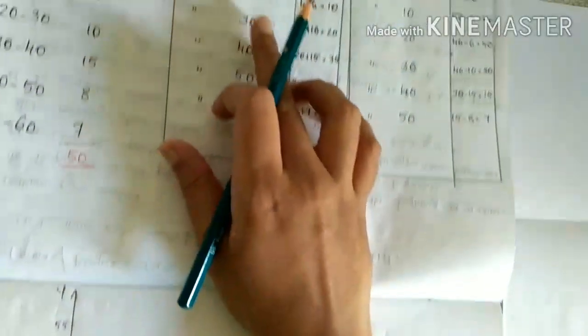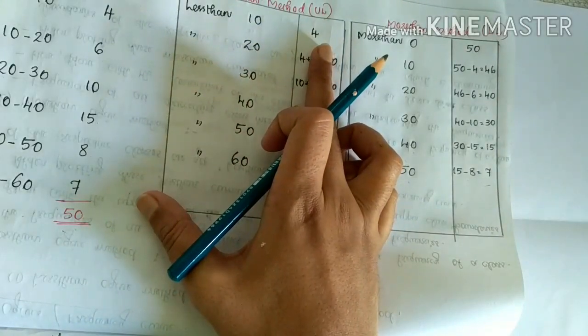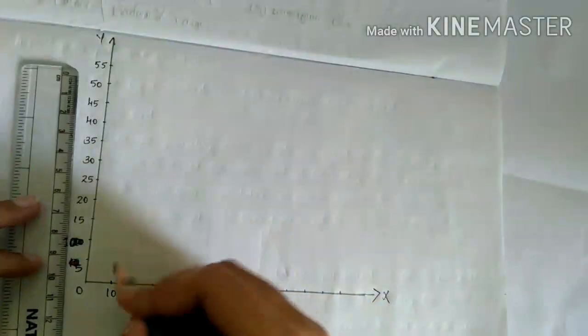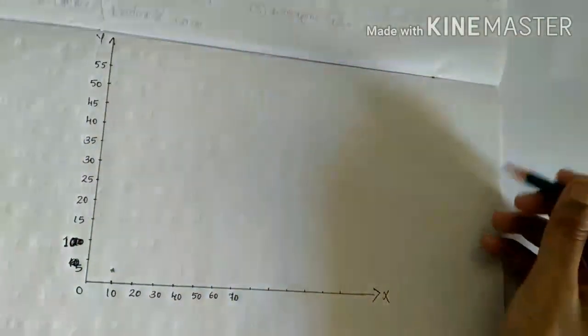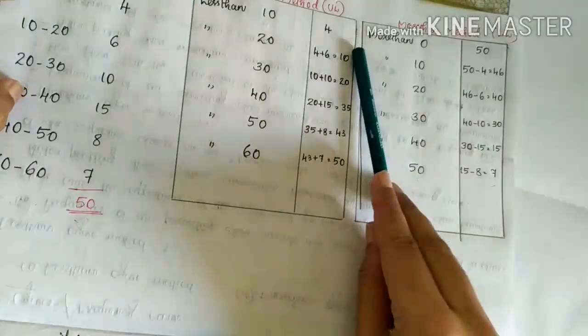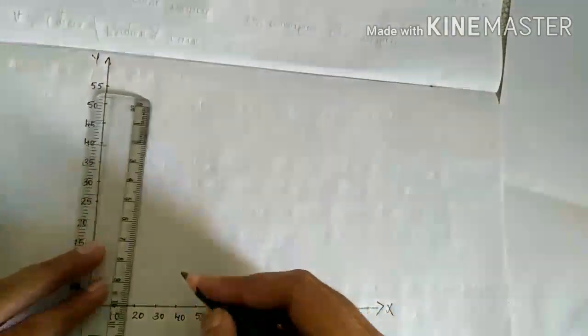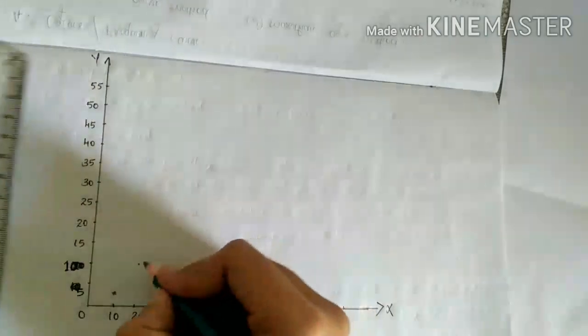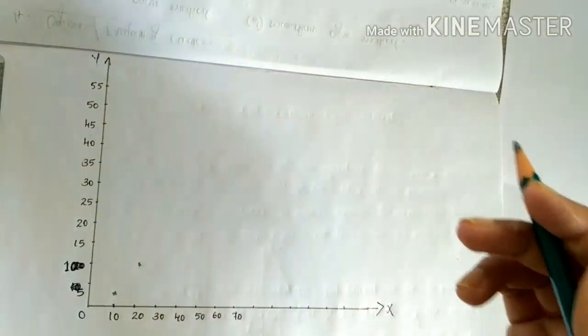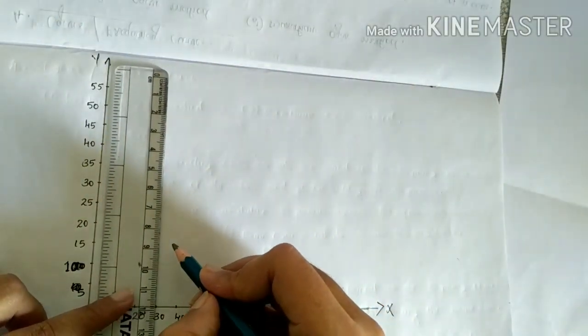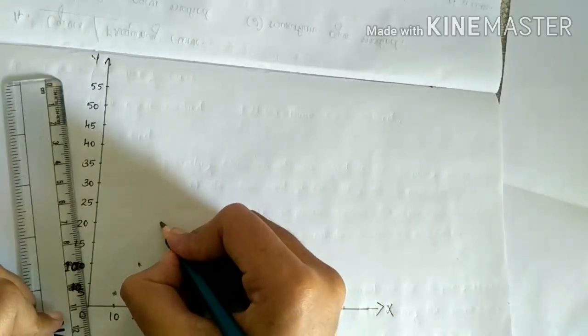In the case of less than 10, the cumulative frequency is 4. So we have to mark 4 on this graph. That is, less than 10 is here and the cumulative frequency is 4. It is marked here and plotted. And less than 20, the cumulative frequency is 10. So less than 20, the cumulative frequency is 10, and we have to plot here. And less than 30, the cumulative frequency is 20. So we have to plot a dot at 20.